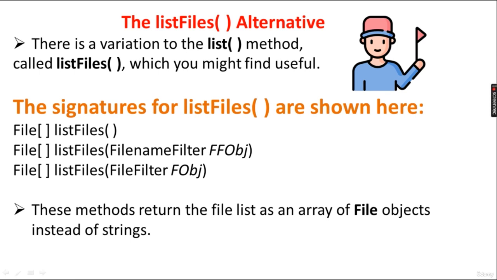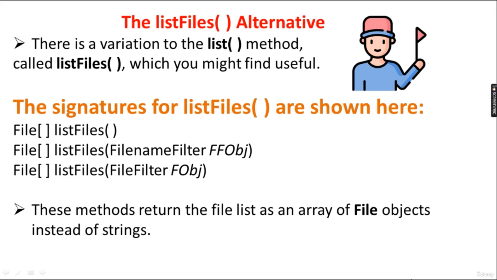Hello friends, in this video we will see more interesting topics related to input output. We were going deep into input output, exploring the Java IO package. So we will start with new things related to this: the listFiles alternative. This is a variation of the list method. There is an alternative called listFiles, which you might find more useful.